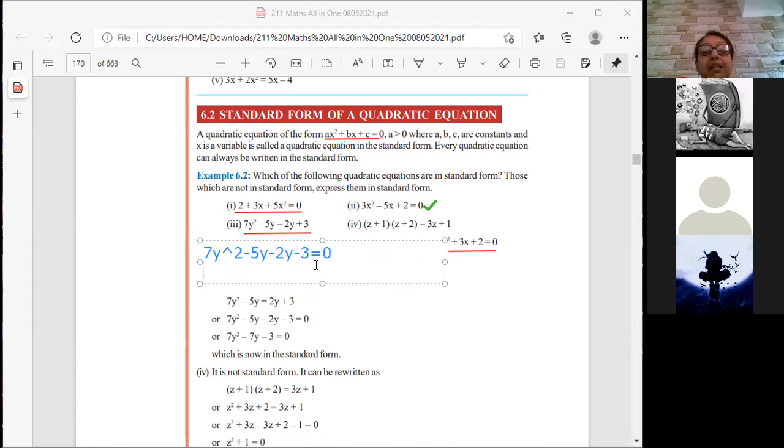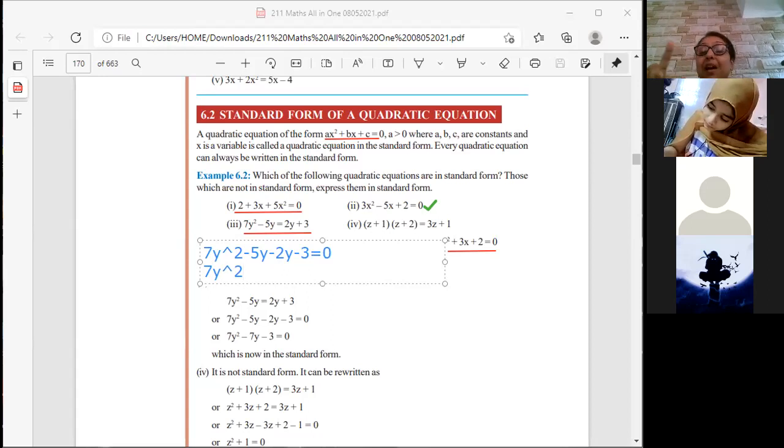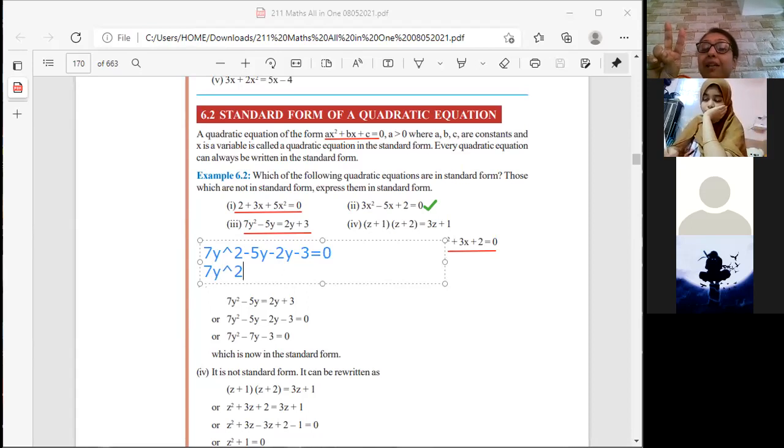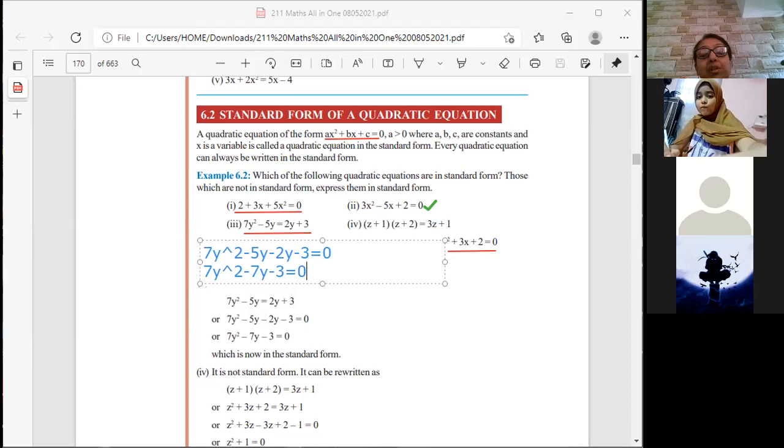Now I get 7y the whole square, minus 5y minus 2y. What is it going to become? Now y are like terms. We can add and subtract. Minus minus means plus. Sign of the greater number. So I get minus 7y. Tell me, am I right? Yes. C is equal to 0. Now look at this. Is it in the standard form?